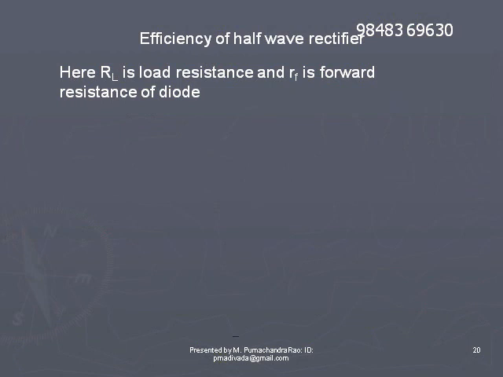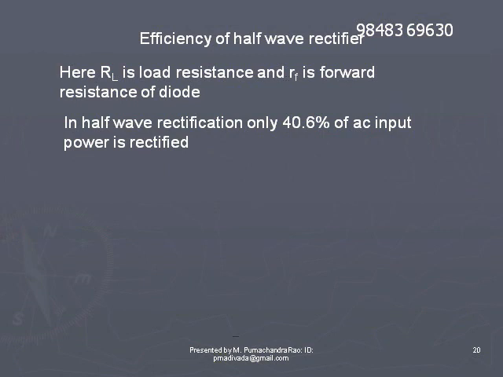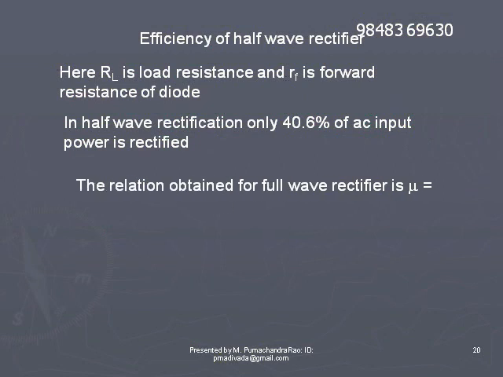The relation obtained for full wave rectification, the efficiency of a full wave rectifier, eta is equal to 0.812 into RL divided by RL plus RF. In a full wave rectifier, 81.2% of the input power is rectified. Double the rectification is done in the case of a full wave rectifier.